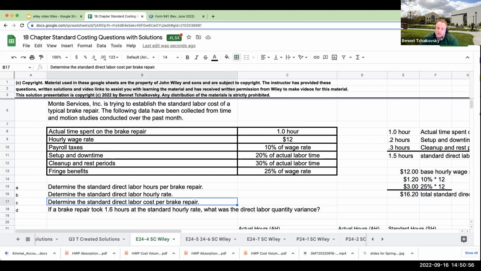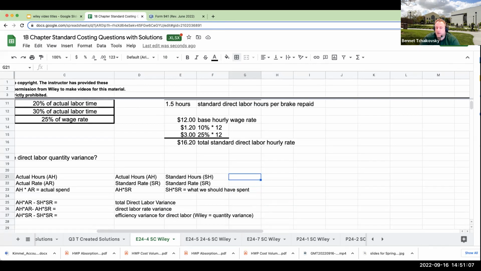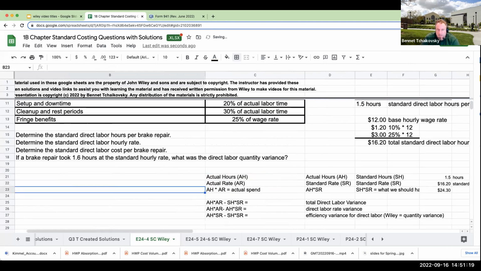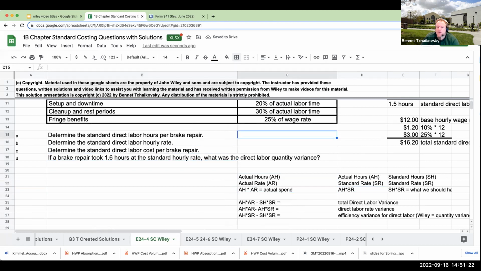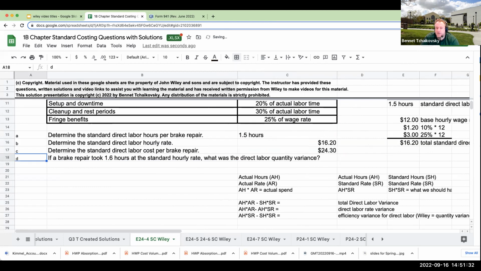Okay, so determine the standard direct labor cost per brake repair. Well, what is the standard direct labor cost per brake repair? If we look over here, our standard hours are going to be 1.5 hours, right? That's what we just computed. And my standard rate per hour, over here, it's going to be $24.30. So my standard direct labor hours per brake repair is 1.5 hours, and my standard cost is this $24.30.